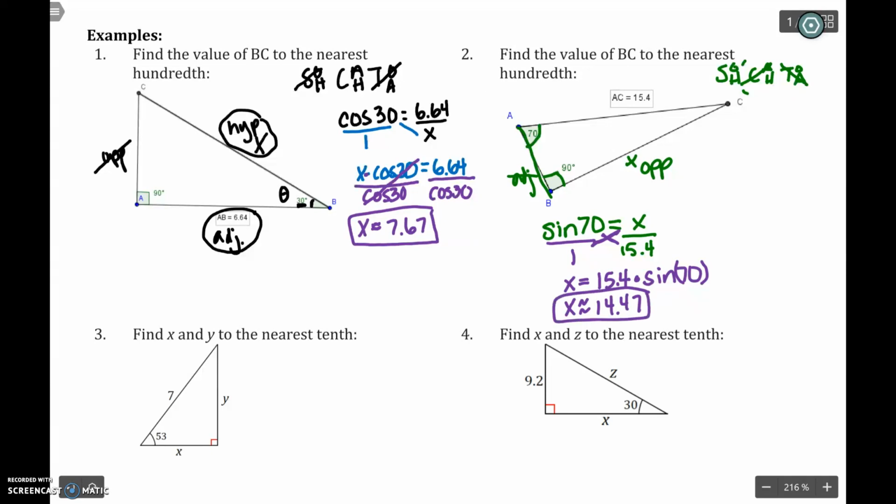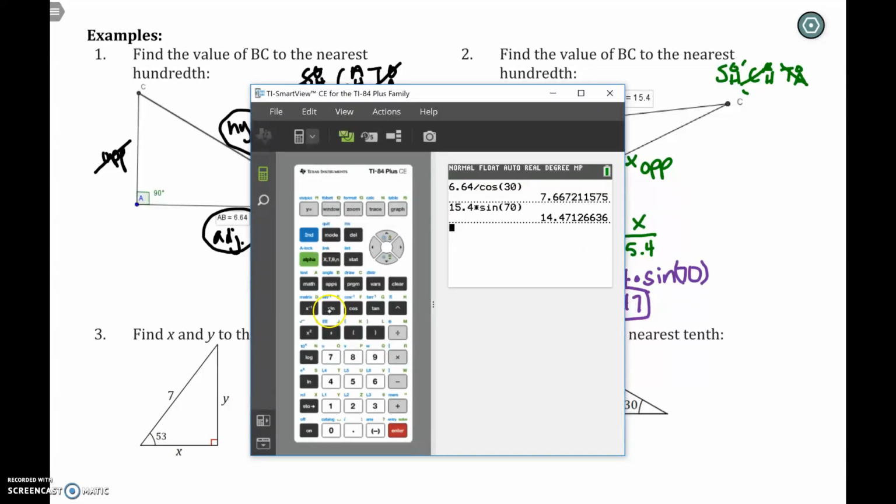Now, if you had typed it in the other way and put the sine 70 first, that's okay as long as you remember to close the parentheses before you type in the 15.4. Otherwise, it will try to multiply the 15.4 by the 70 and change the angle of your triangle. We don't want to do that.